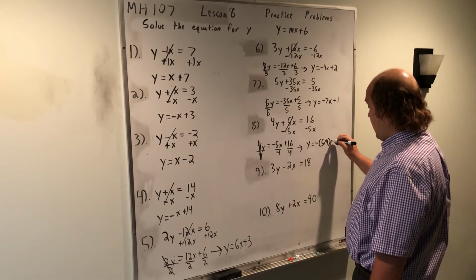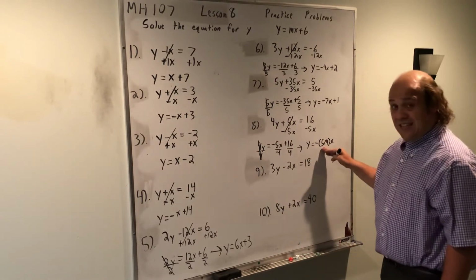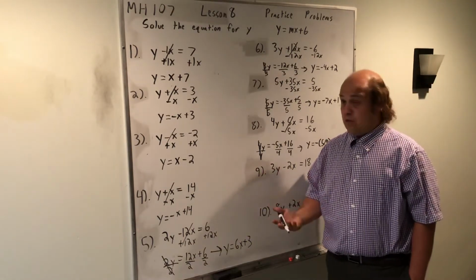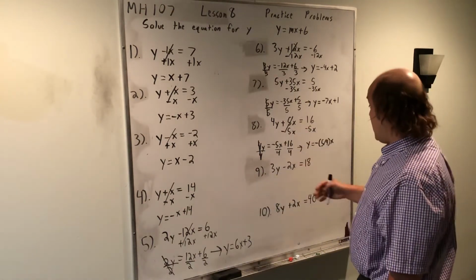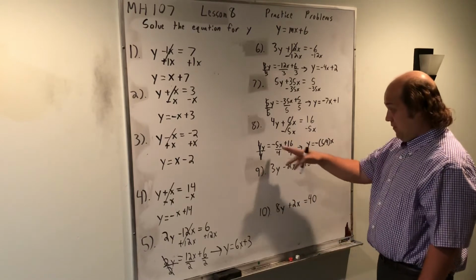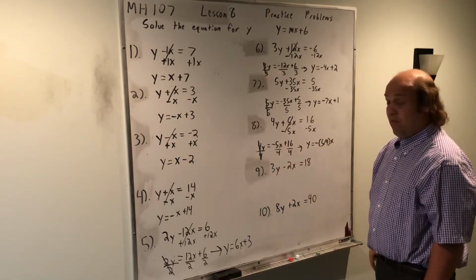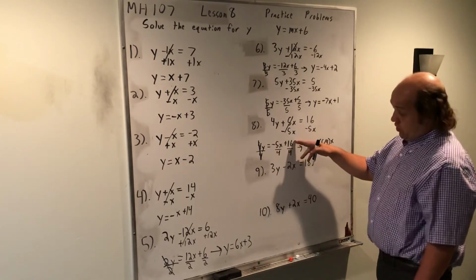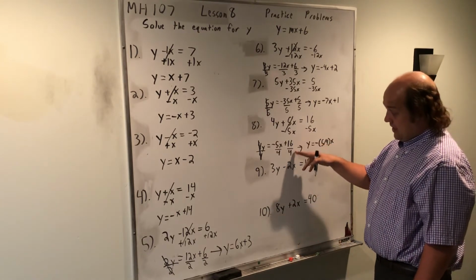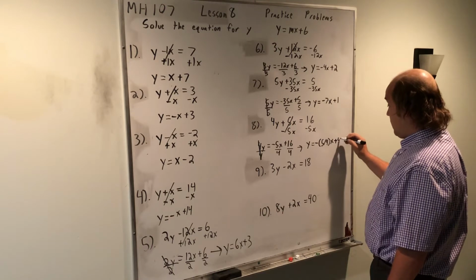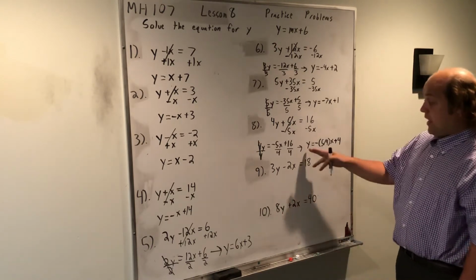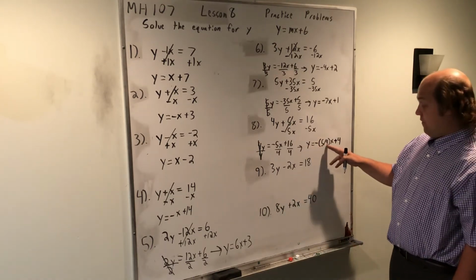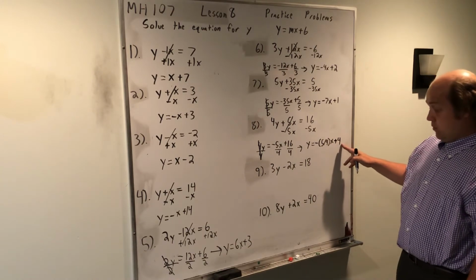over 4x. I'm writing it this way just because that's how it's displayed whenever I'm doing these problems in Canvas, but you absolutely could leave it as a fraction like this, negative 5 over 4x, and that would be mathematically correct as well. When I go to do the division on this number, 16 divided by 4 just leaves me with a positive 4. So my final answer is y equals negative 5/4 x plus 4.